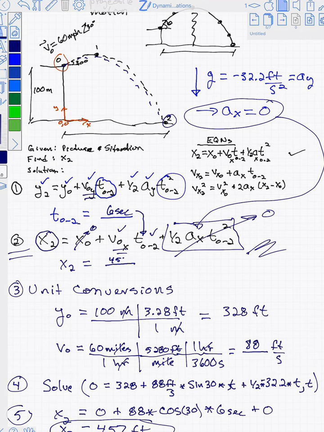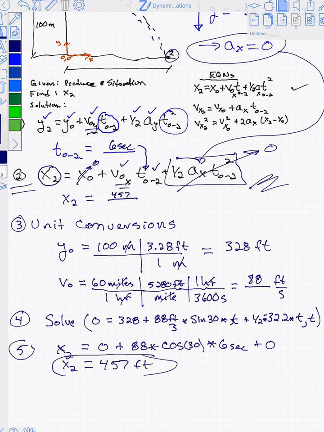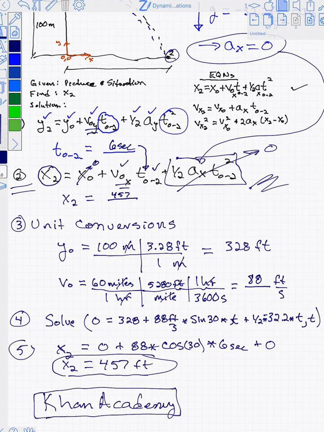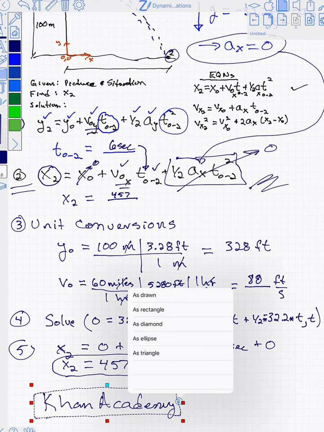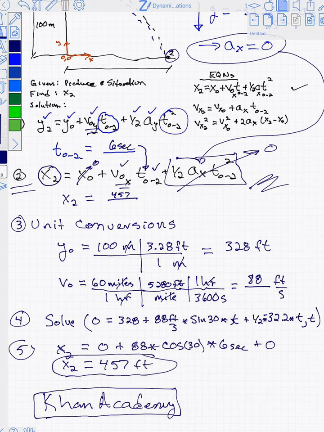So there we have it, a worked out example of a 2D kinematics problem. This should be familiar to you from when you've had physics. Khan Academy has several other worked out examples, and when we get further into the course, we will also be doing more in-depth examples of 2D kinematics.